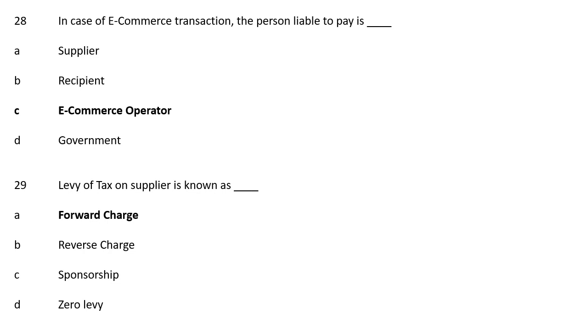Levy of tax on supplier is known as dash. So levy of tax on supplier is known as forward charge. Okay, and if it is on the recipient, then it will be a reverse charge. So options here are: A forward charge, option B reverse charge, option C sponsorship charge, option D zero levy. The correct answer is option A, forward charge. So levy of tax on supplier is known as forward charge.